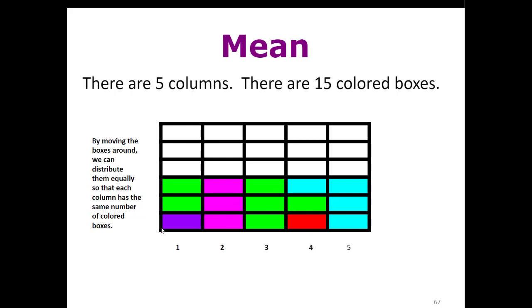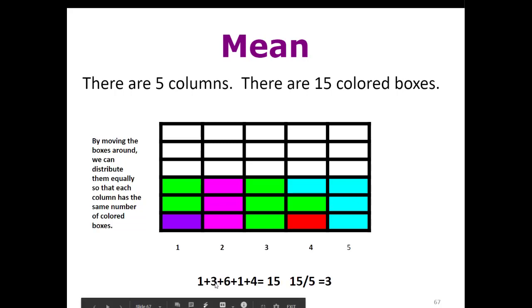This is what the mean is doing. It's an even distribution. It's just taking all these numbers and adding them up. So I took the 1 purple, the 3 pink, the 6 green, the 1 red, and the 4 turquoise, and I got 15, and then I divided it equally amongst the 5 cases. So 15 divided by 5 is 3, and as you can see, each column has 3 colored boxes now.